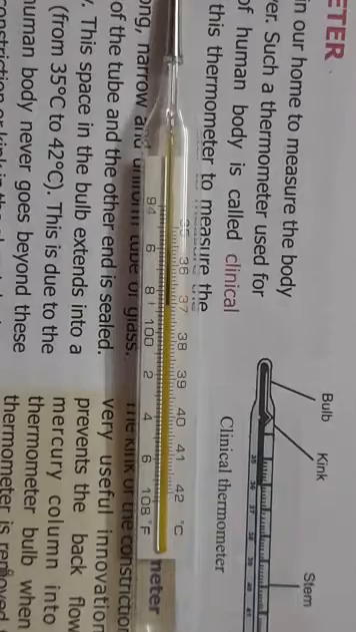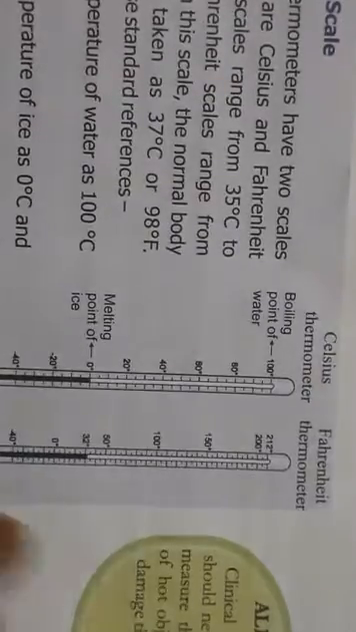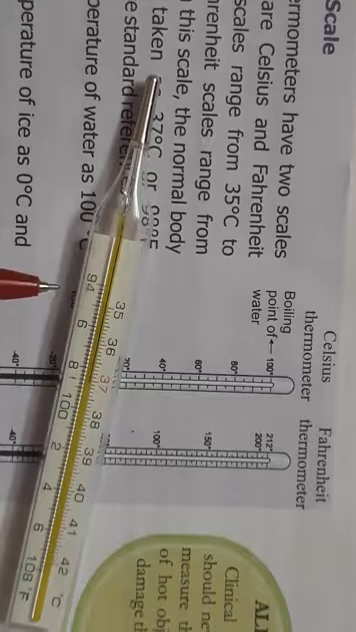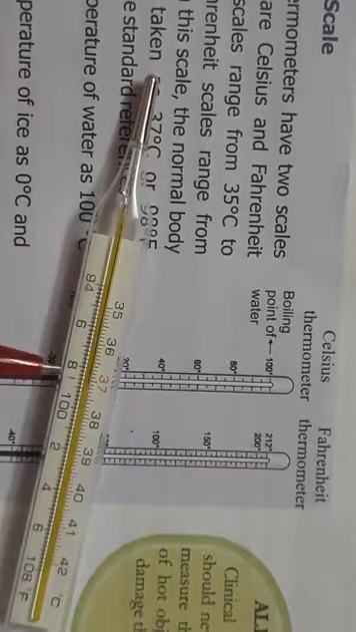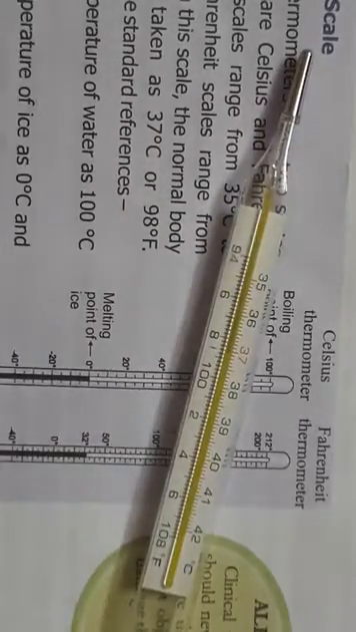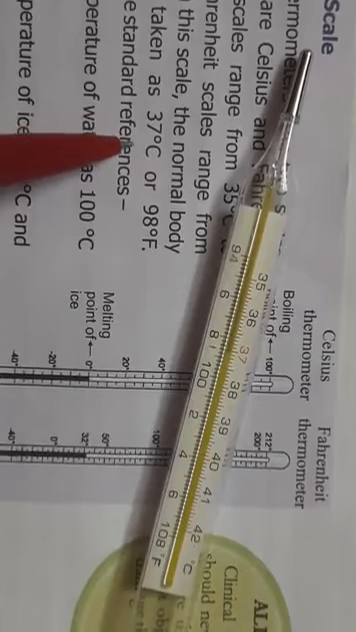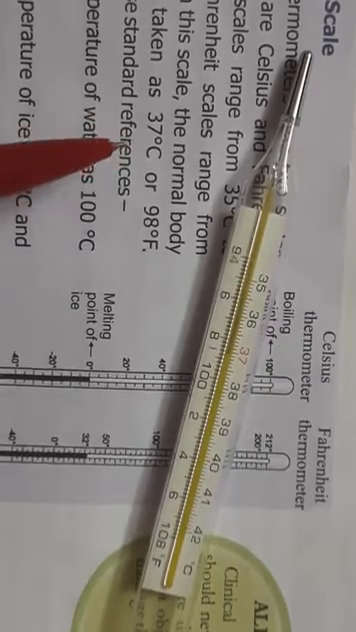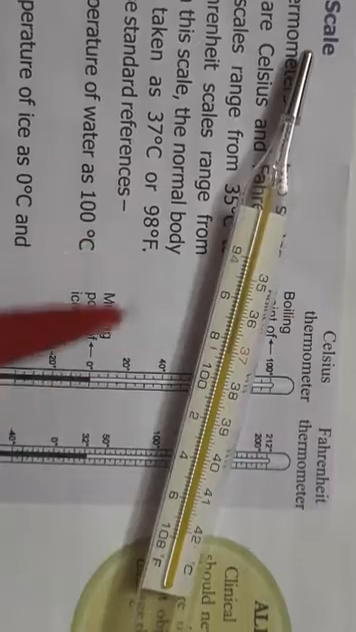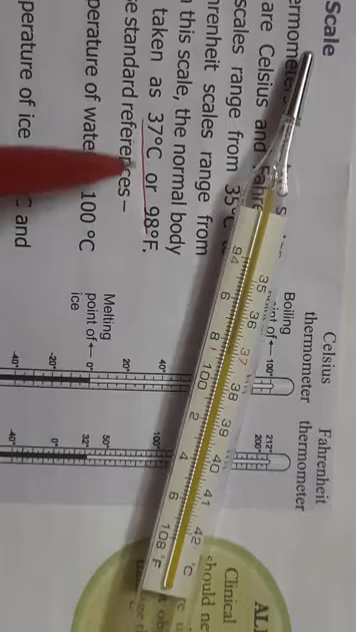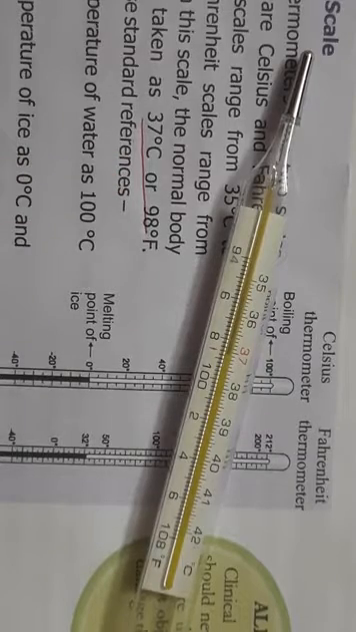And you all know, see here it is given in your book that there are two scales, about which I have already told you, the Fahrenheit scale and the Celsius scale. And what is the normal human body temperature? The normal human body temperature is taken as 37 degrees Celsius, or 98 degrees Fahrenheit. And this is taken as the standard reference.